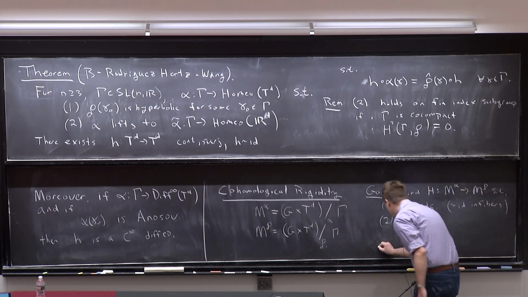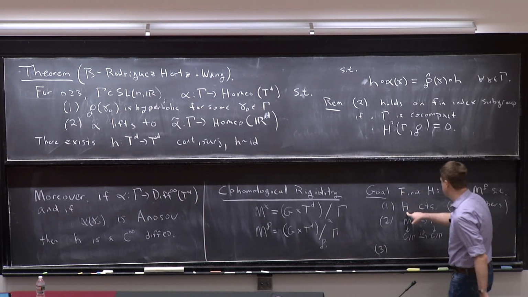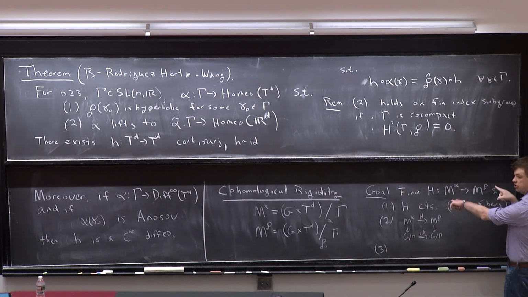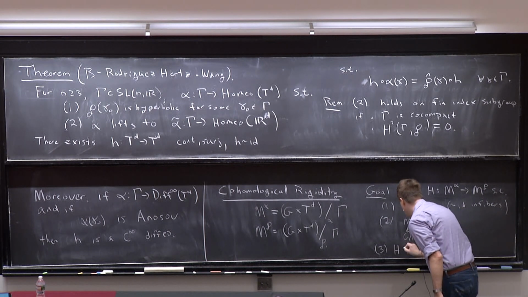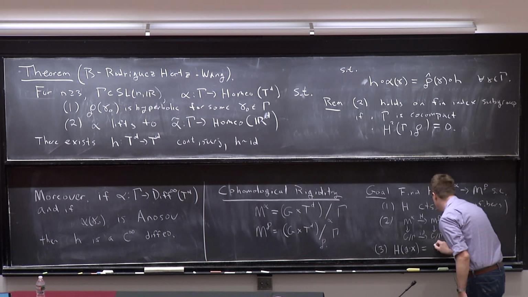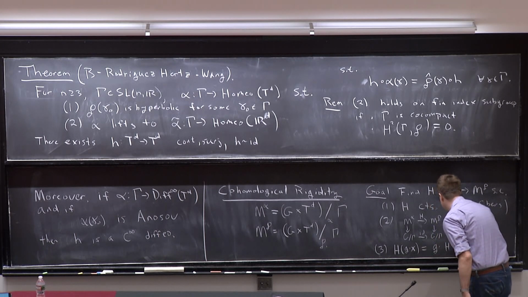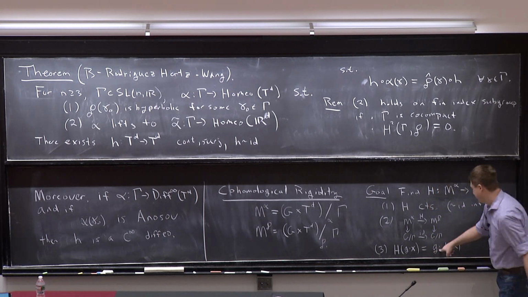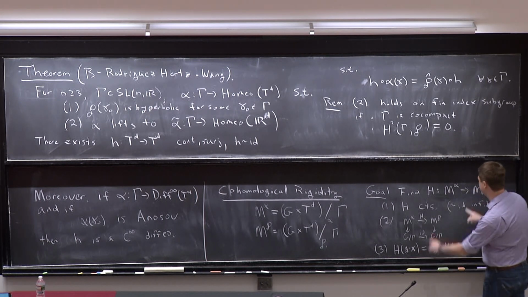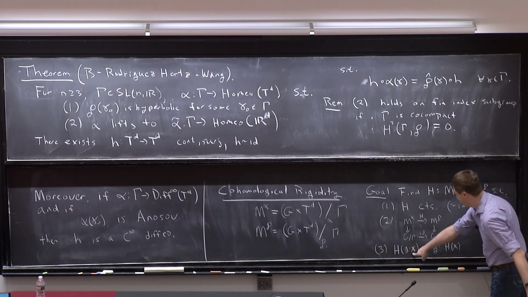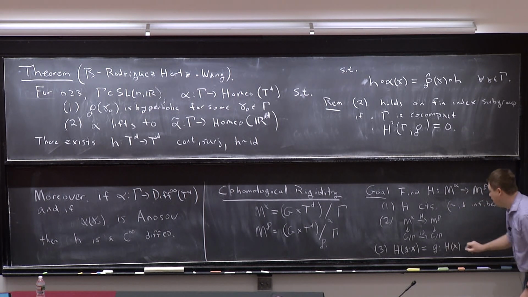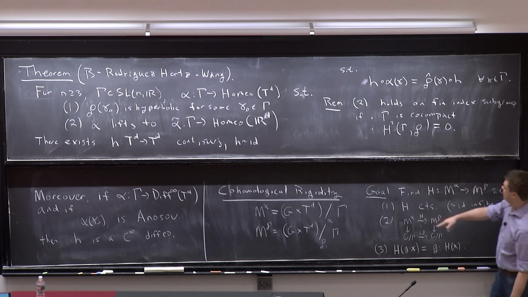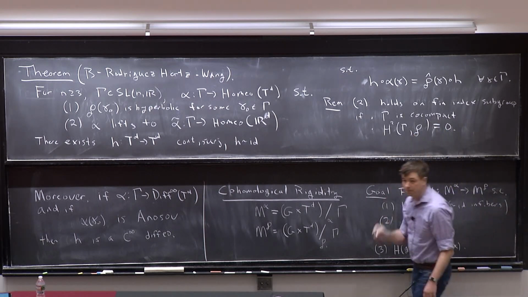And then, of course, three, I want H to intertwine the corresponding actions on these two suspension spaces. And so I can do H of g hit x, and I'd like that to be g hit H of x. And of course, the hit depends on where I'm acting. So this is the group action in M alpha, and this is the one in M rho. But if I can build an H with these properties, a big H, then I have my little h up there.